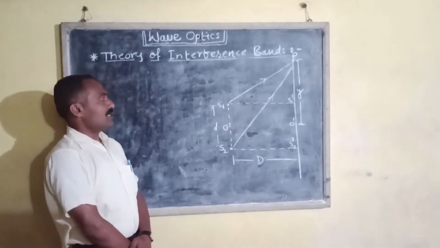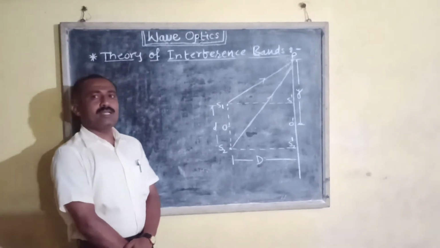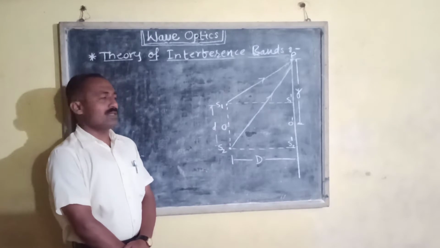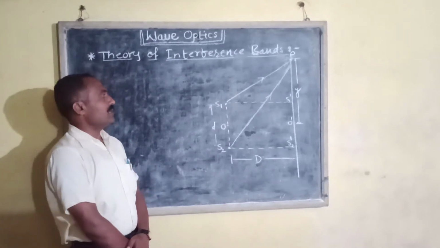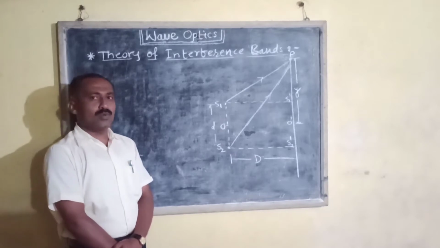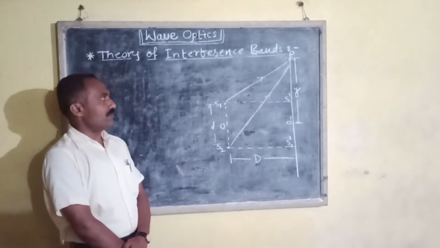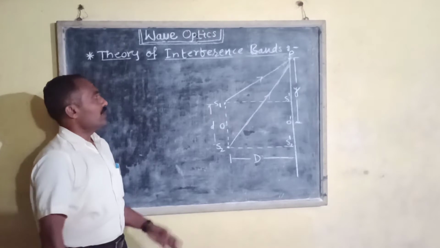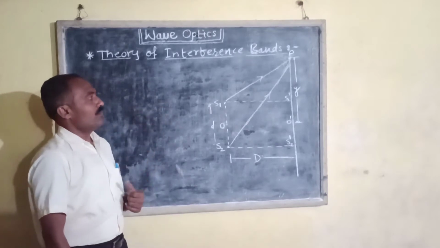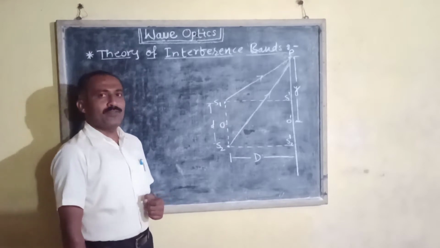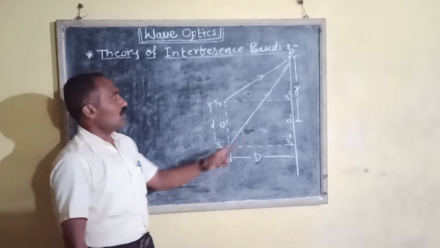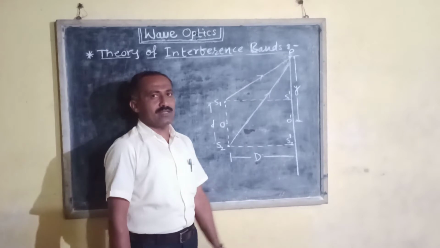Friends, last period we saw the conditions for a steady interference pattern and Young's double slit experiment to obtain the steady interference pattern. Now in this period we have to see the positions and the intensities of the fringes obtained on the steady interference pattern.